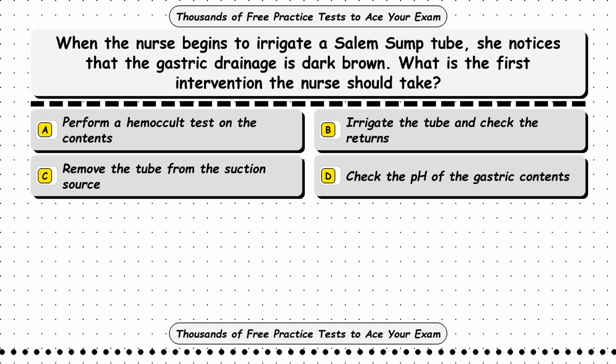Question 76. When the nurse begins to irrigate a Salem sump tube, she notices that the gastric drainage is dark brown. What is the first intervention the nurse should take? Option A. Perform a Hemoccult test on the contents. Option B. Irrigate the tube and check the returns. Option C. Remove the tube from the suction source. Option D. Check the pH of the gastric contents.